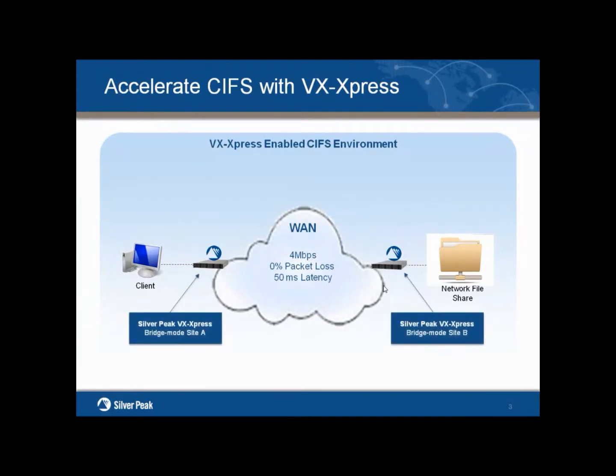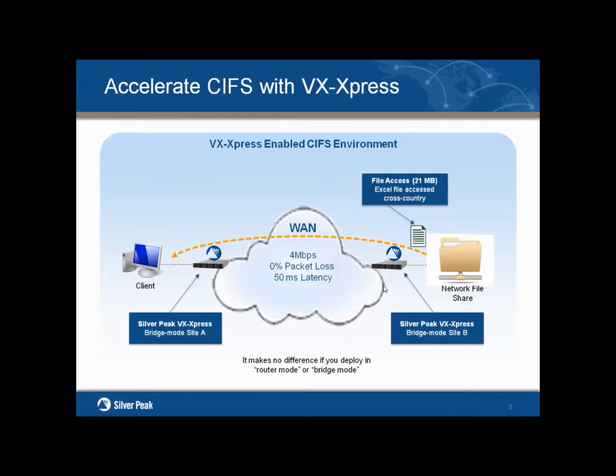First we'll demonstrate the delivery of a 21 megabyte file across the native network. We'll repeat the same operation, only this time we'll intercept through the VX Express and show how we can dramatically accelerate the delivery of this file.